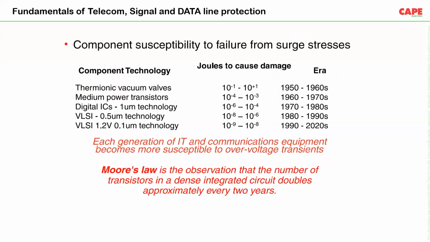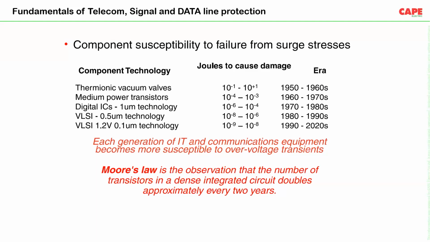Now, since the number of transistors and components are increasing, the size of the IC is decreasing almost every day, or over a period of time. If we see in the 1950s, our electronics equipment were able to withstand around 0.1 up to 10 joules of energy.